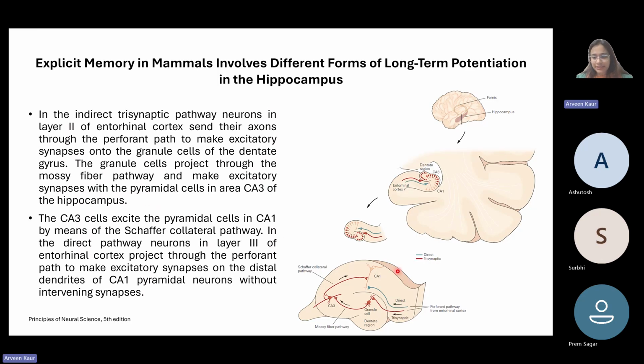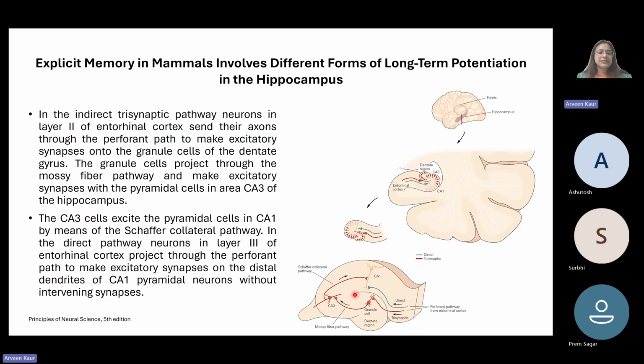So you can see there are two kinds of inputs. One is direct, the other is indirect. The indirect one is trisynaptic, right? In the indirect trisynaptic pathway, in layer 2 of the entorhinal cortex, they send their axons through the perforant path to make excitatory synapses onto the granule cells.